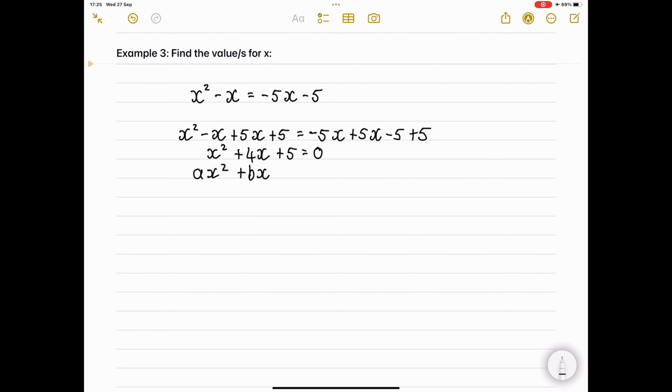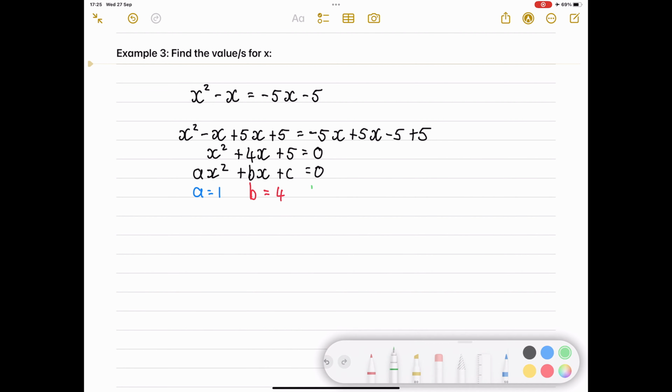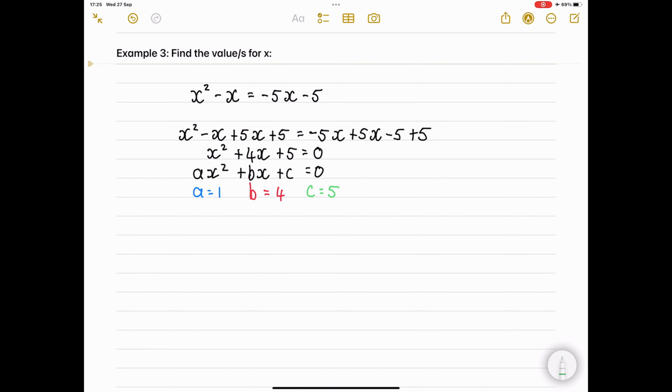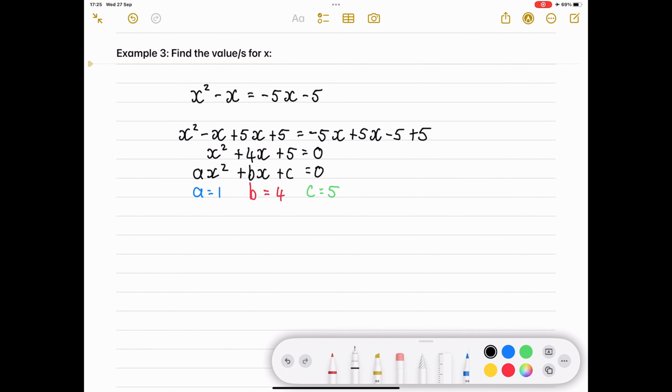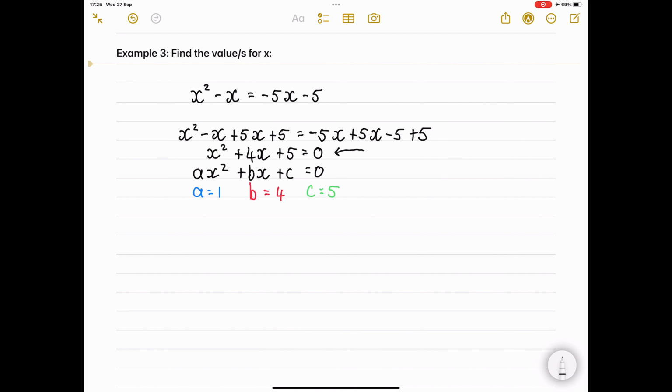And as you can see, now it is in the standard quadratic form, where your a is 1 again, your b is 4, and your c is 5. Now, before using the quadratic formula, you need to check and see if you can factorize your equation here. But you can't factorize it, so now you have to use your quadratic formula.